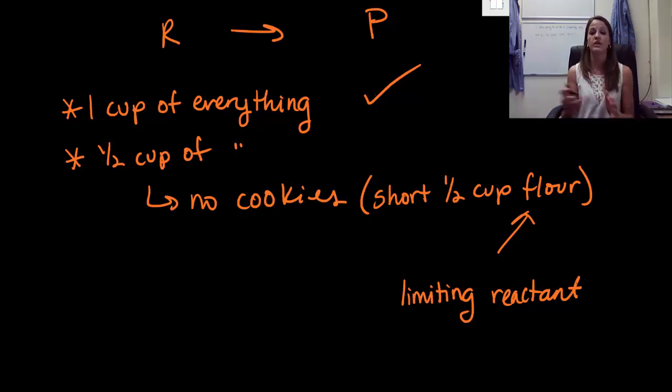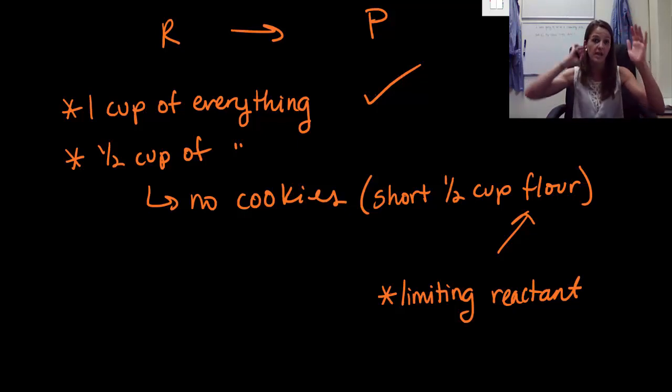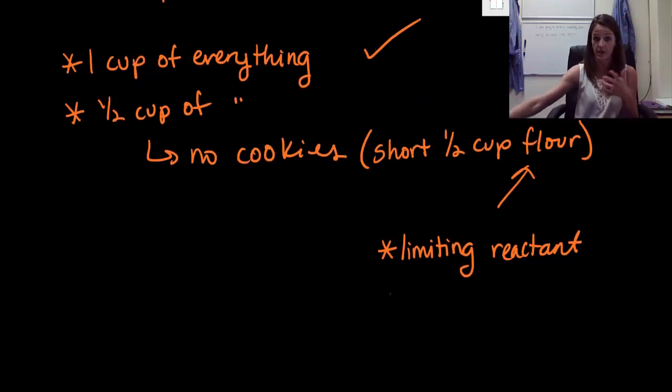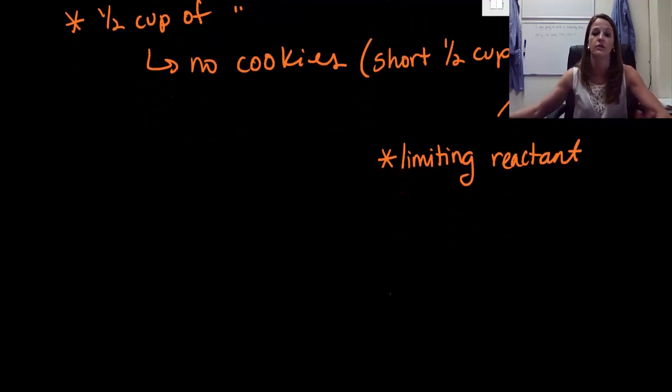So what we need to do is take this concept and translate it into chemistry. It's the exact same thing. So don't let go of cooking and baking. It's the exact same concept, but we're just going to use chemicals now instead of flour and cookies, and we're going to use moles or grams instead of cups. Easy, right? All right, so the best way to do this again is talk through an example.